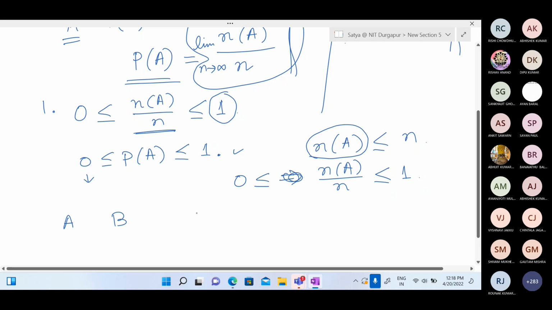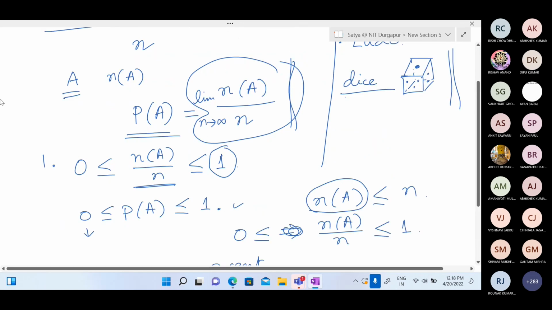I'm using this term always: event. Event means whatever you expected, or what is your favorable part. In the previous example, NA is the number of happenings and A is the event.